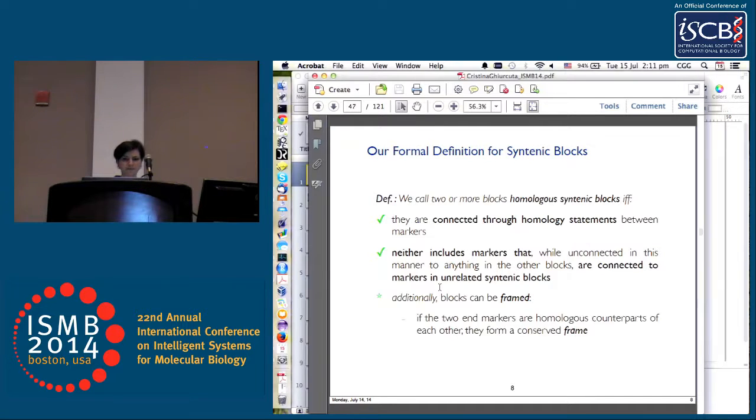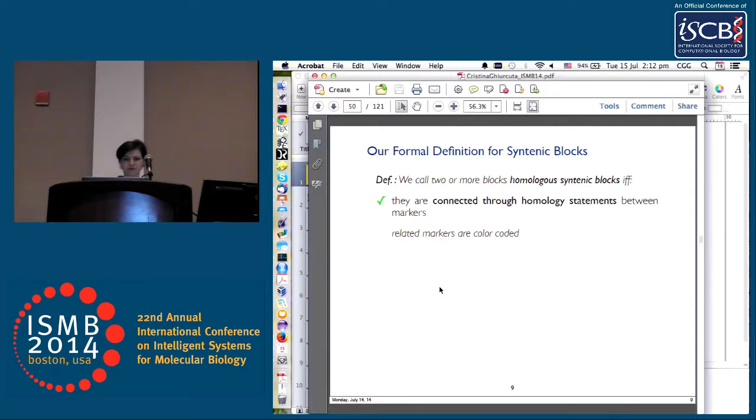So what is the frame? If the two end markers of the synthetic blocks are homologous counterparts for each other, then they define the frame. And if we have such a frame, then we basically set very well defined boundaries on the range of these positions, the positions that form a synthetic block. So this is a lot of theory. Let me please introduce the notion better on some cartoons.